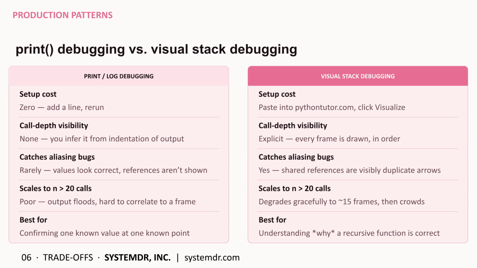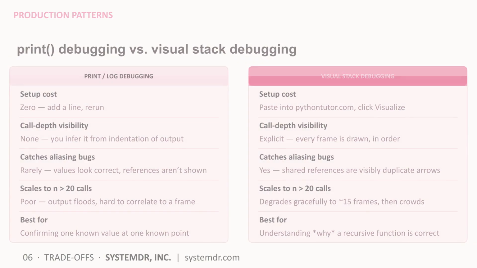The honest takeaway here isn't always use one over the other. Use print when you're confirming one known value at one known point. Reach for visual debugging when you need to actually understand why a recursive function is structurally correct, which is precisely the situation you're in every time you're reviewing recursive code you didn't write yourself.